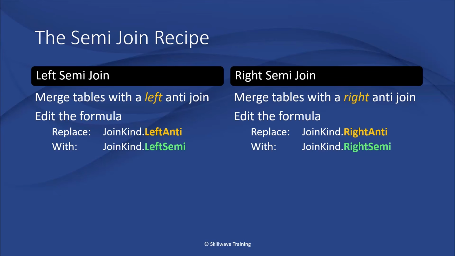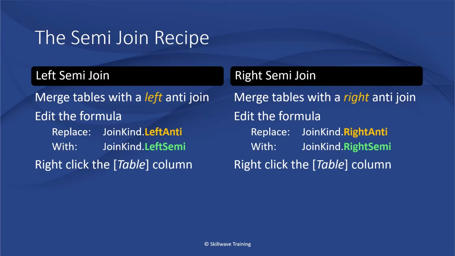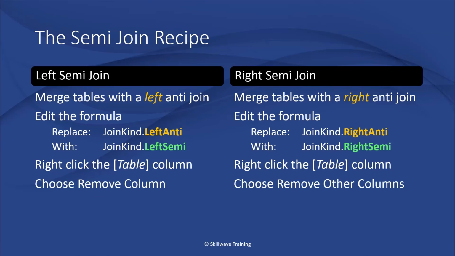Then, once you've got that done, you're going to right-click the new table's column. So in the case of the example I was just working with, that was COA, you'd right-click that, and the action you take depends on which join you're working with. If you're working with the left semi-join, you're just going to choose remove column. If you're working with the right semi-join, though, you're going to choose remove other columns. And then for the right semi-join, that means you'll be left with one column that needs to be expanded. So you're going to do that in order to get the records that you actually need.